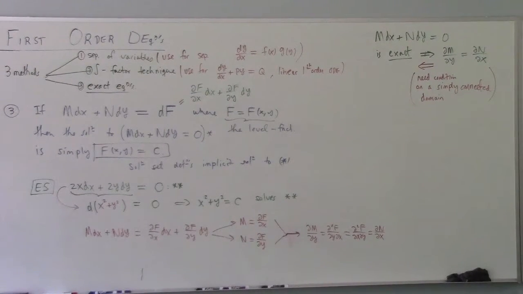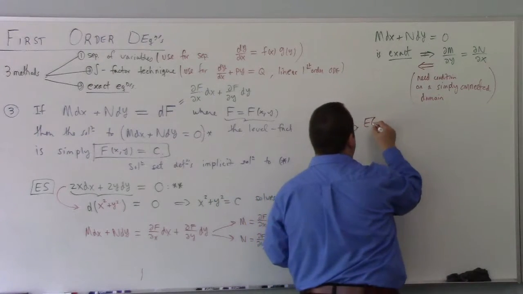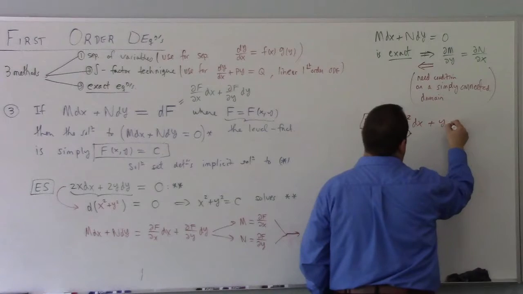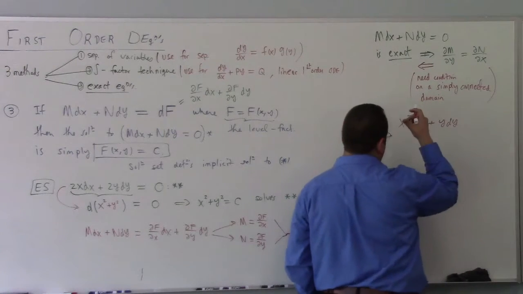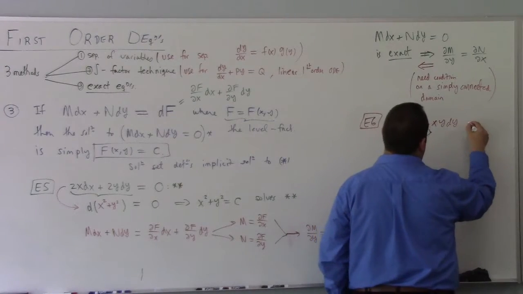But that's pretty much a no-go theorem, right? I look at a differential equation. If it fails this simple condition, it's not an exact equation. So for example, if I had something like x squared dx, plus y dy, bad example. Let me try again. Plus xy dy equal to 0.